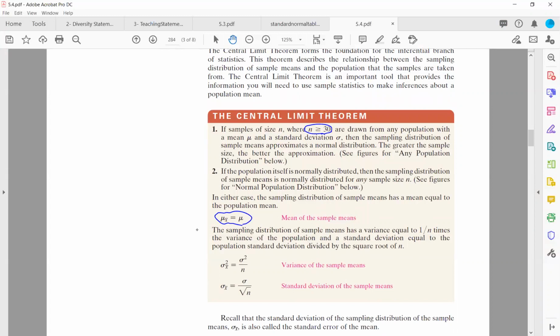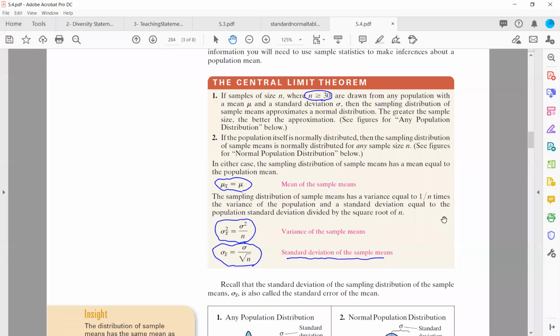Also, the variance of sample means is the variance of the population divided by n. At the same time, if you take the square root of both sides, you can form the standard deviation of sample means, sigma sub x bar, which is equal to sigma, the population standard deviation, divided by the square root of n. Very well.